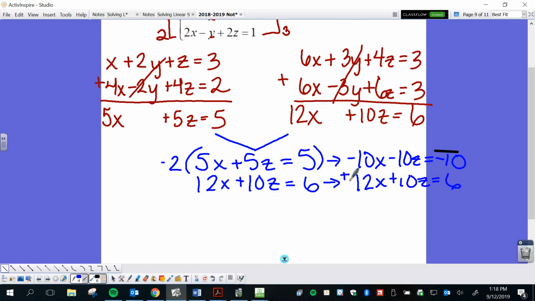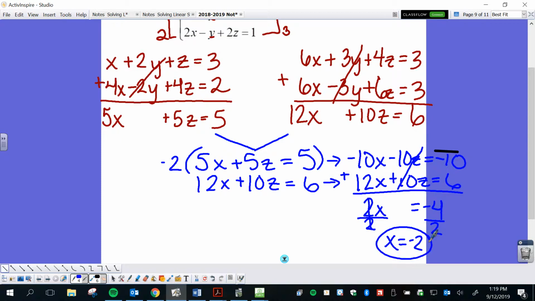Adding those together. And let's see what we get, right? So we eliminated z. We have 2x equals negative 4. Divide by 2. What is x? Negative 2. Negative 4 divided by 2 is negative 2. All right, we have x. Yay!